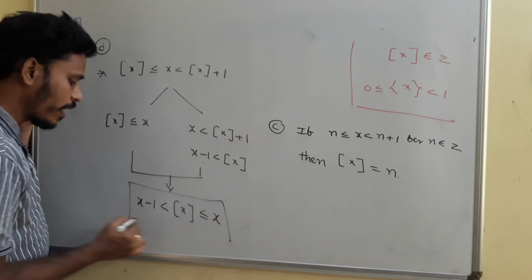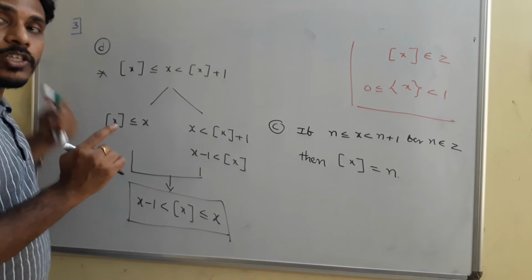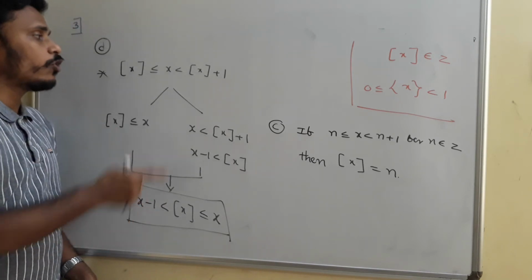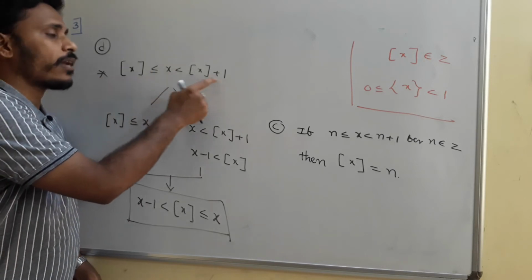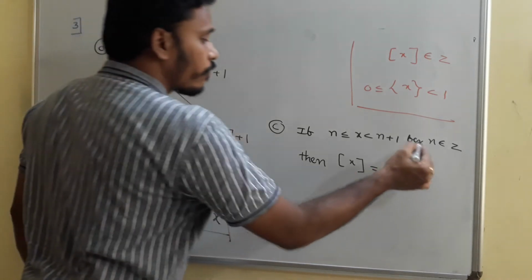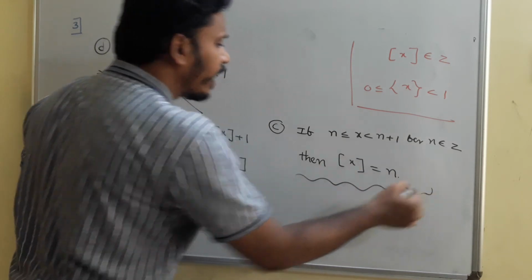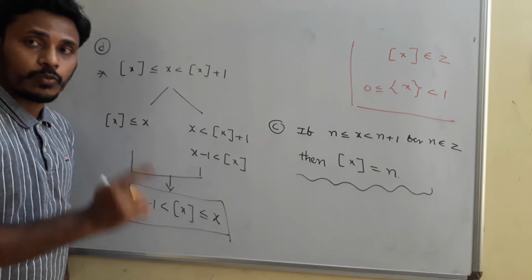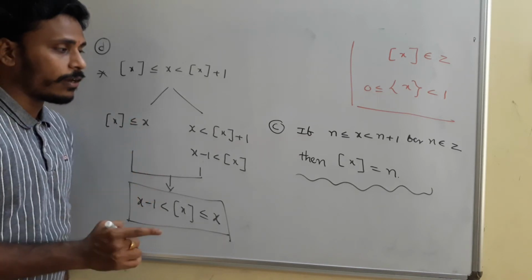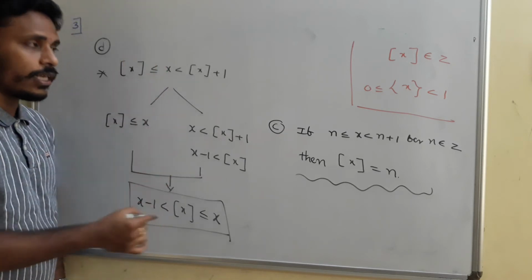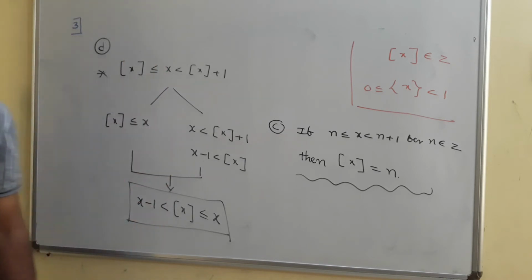Just have a look. The floor x value is always in between x minus 1 and x, whereas the x value is always in between floor x and floor x plus 1. All this discussion is just possible because of this particular main definition. If x is a number in between n and n plus 1 for integral value of n, then floor x is for sure n. Based on that, we have these inequalities also. Just have a look.